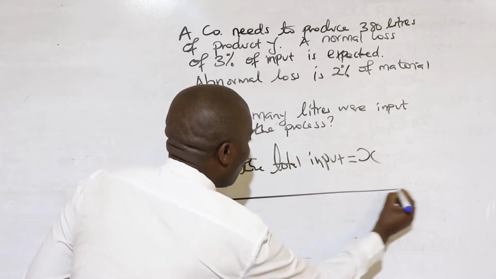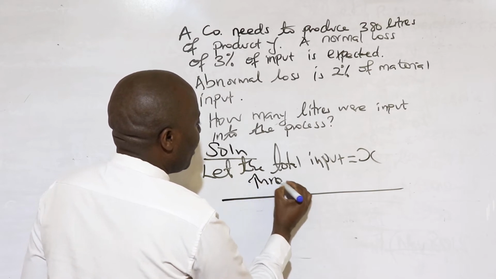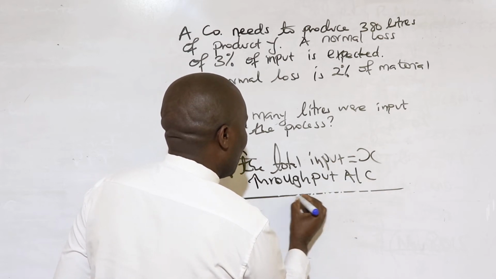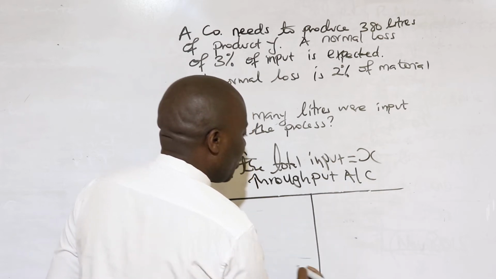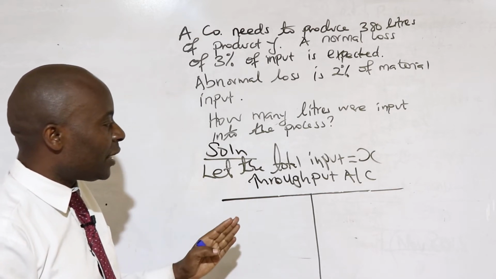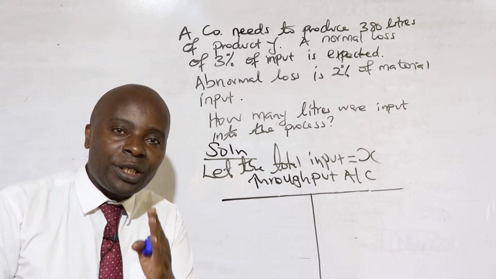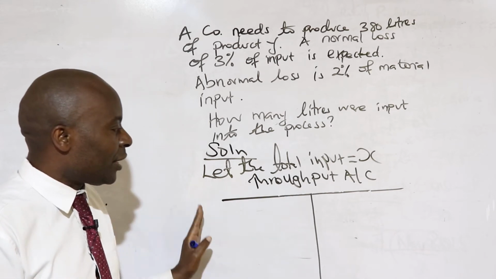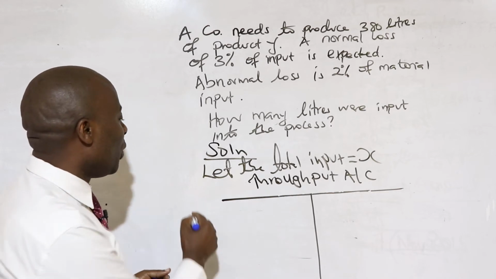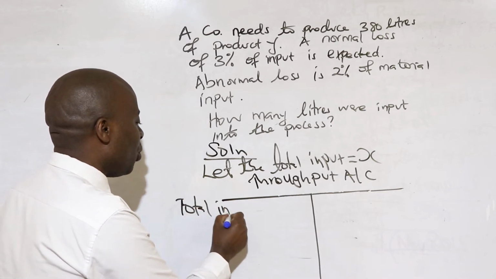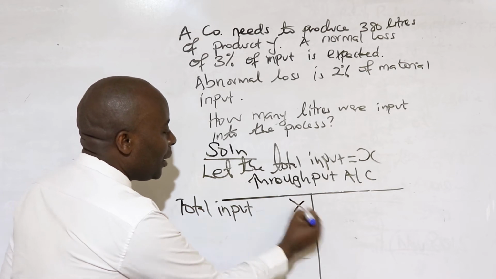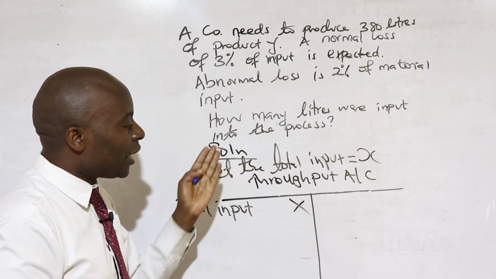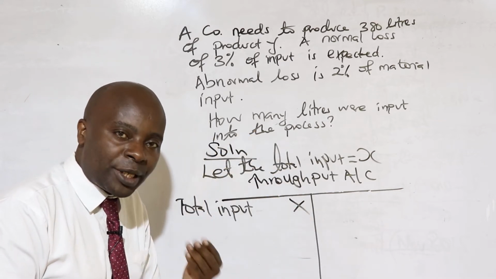And this is how my throughput account will look like. Throughput account. It's a T account that has got a debit and a credit. Now, ladies and gentlemen, with this throughput account, I would want to populate it. Of course, I know on the debit side, I have the total input. So we'll come and talk of our total input on the debit side, which in this case here is X. And then on the credit side, we take care of the losses and the outputs.